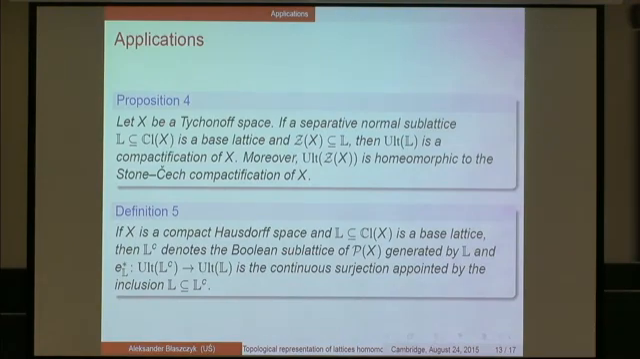But we can also consider other base lattices, and so we have a definition. If we have a compact space and a base lattice, then L sub C denotes the Boolean sublattice of P of X which is generated by L, and we have then a Boolean algebra, and then we have a natural surjection of that space.